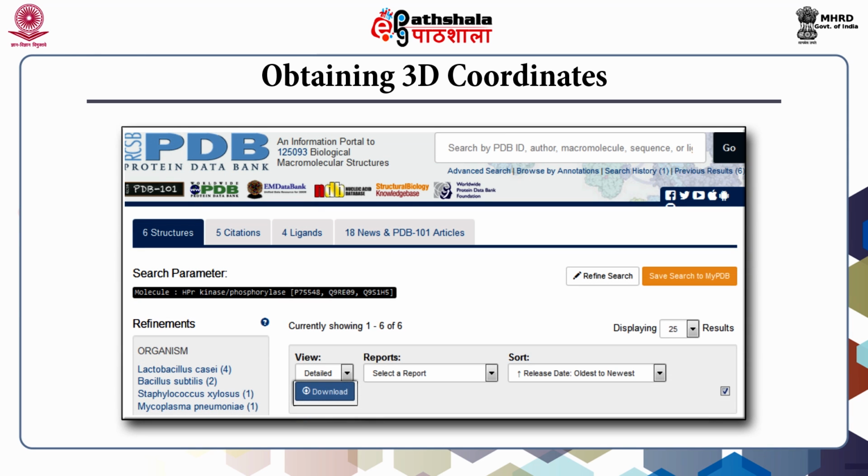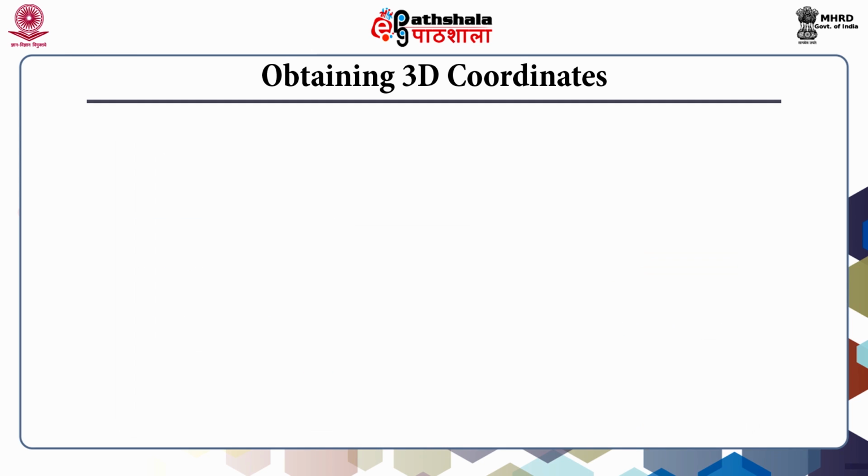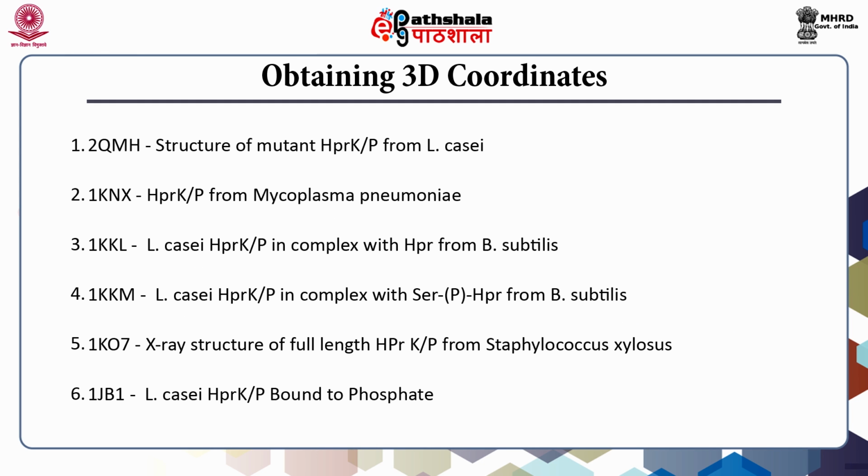The organism column in search results shows available structures. Scroll down the list to inspect each of the 6 entries. These are listed next for ready reference. The third structure, 1KKL in the list, reveals the X-ray structure of HPr kinase in complex with its protein substrate HPr. Therefore, this will allow visualization of the substrate HPr in the binding pocket of the enzyme.